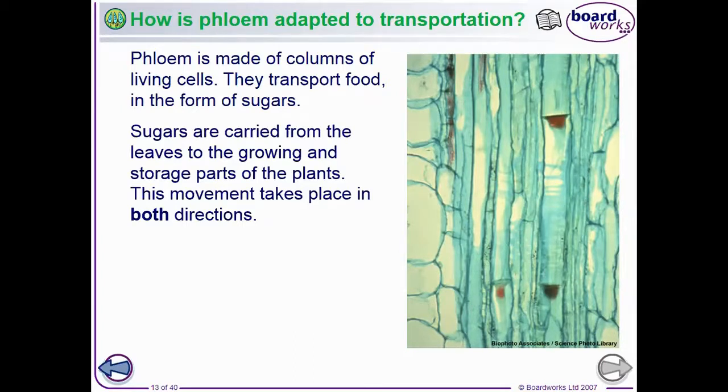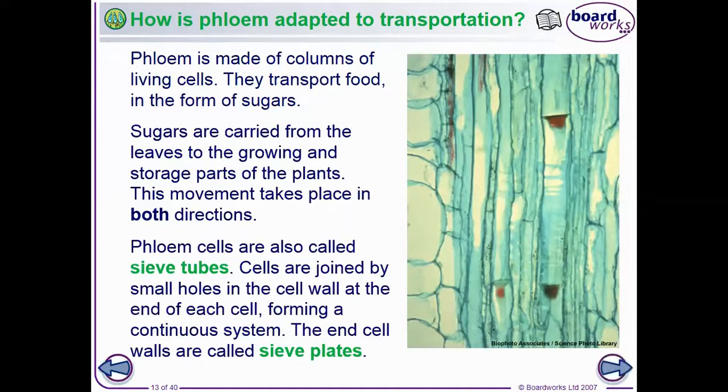This movement takes place in both directions. And we talked about this already, because when we look at different types of plants, they tend to store their sugars in different places. Some store it in the leaves, some store it in the stems, and some store it in the roots, as we mentioned earlier. Phloem cells are also called sieve tubes, and they're called sieve tubes because they have perforations or holes in them that allow for the easy transport of sugars.